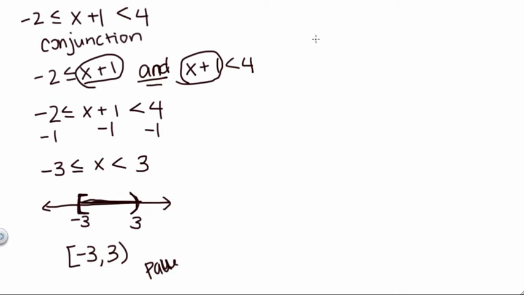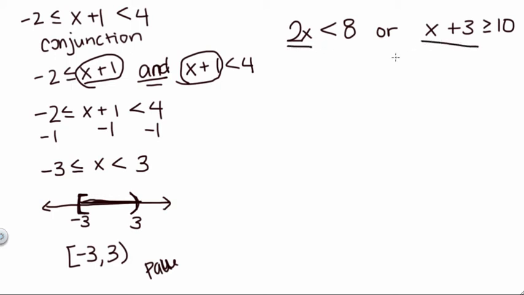Let's move on to an OR problem. Here's a disjunction: 2x < 8 or x + 3 ≥ 10. First off, we can't put these together because the x's are not on the same side of the inequality, and it doesn't match. Also, it's an OR statement, so it can fit this one or this one, and it's still part of our solution.